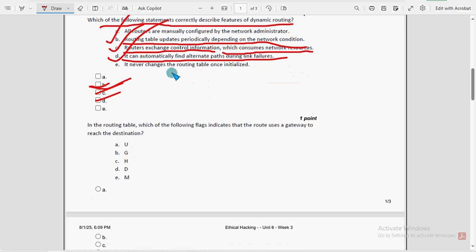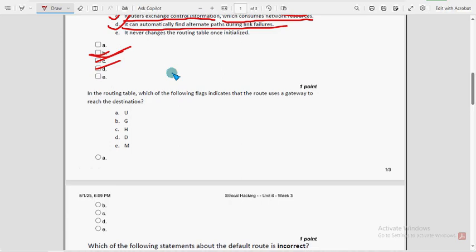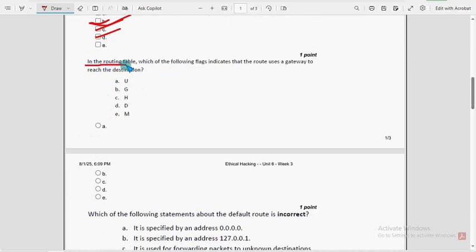Next, fifth question. In the routing table, which of the following flags indicates the route uses a gateway to reach the destination? The second option, G, is the probable solution. So mark option B as the probable option.